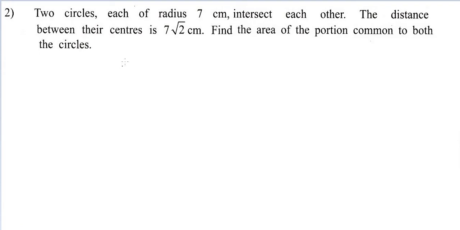Question 2. Two circles each of radius 7 cm. So the radius is 7 cm. They intersect each other. The distance between their centers is 7√2 cm. Find the area of the portion common to both the circles.